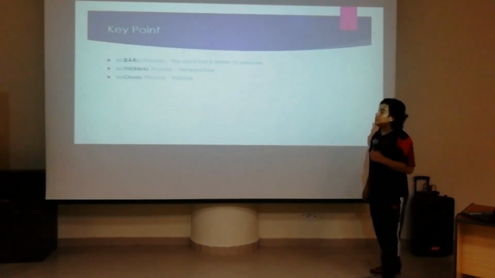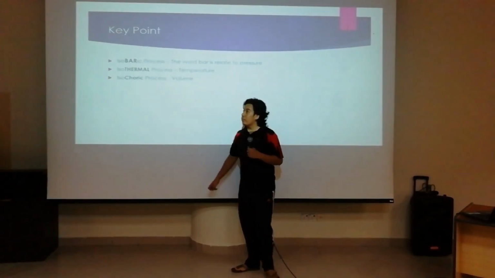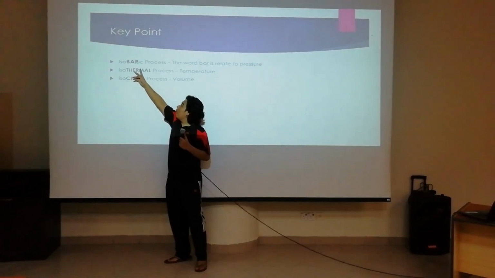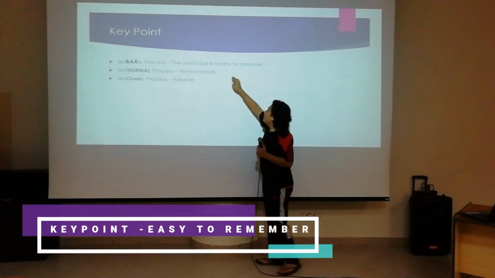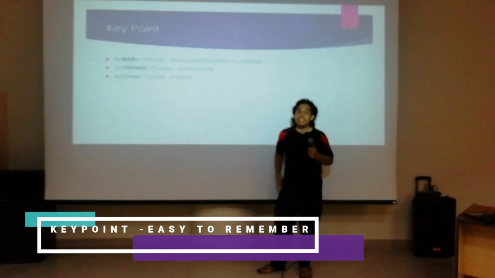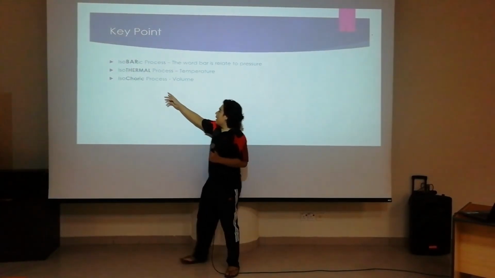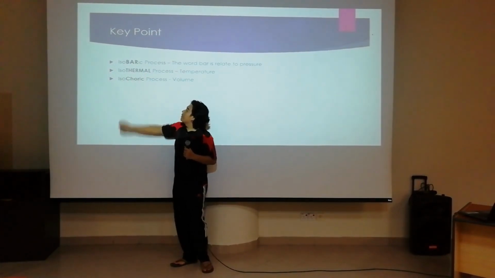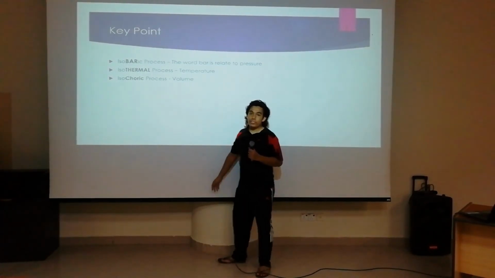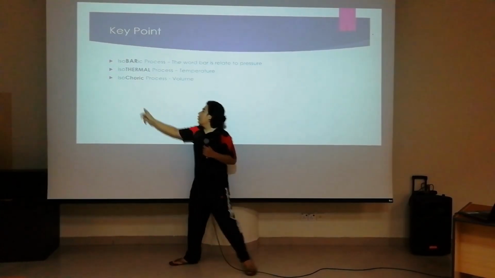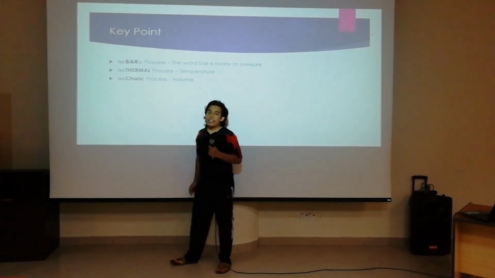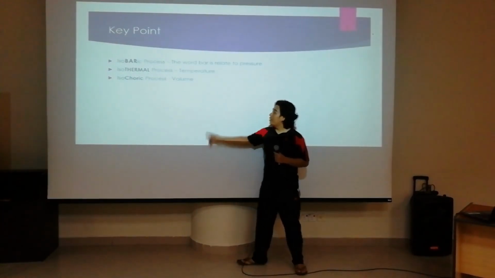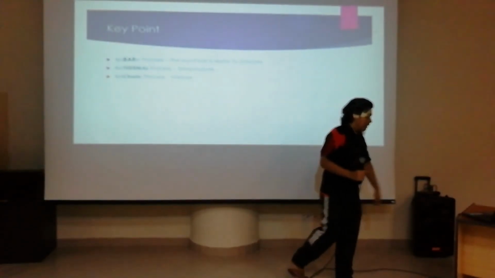Next, this is the key point for remembering our processes. Isobaric: the bar is related to the pressure, so the pressure is constant. For the isothermal process, we remember the term thermal. Thermal is for temperature, so the temperature is constant. Isochoric: the other meaning of choric is volume. So the volume remains constant for the isochoric process. Okay, thank you.